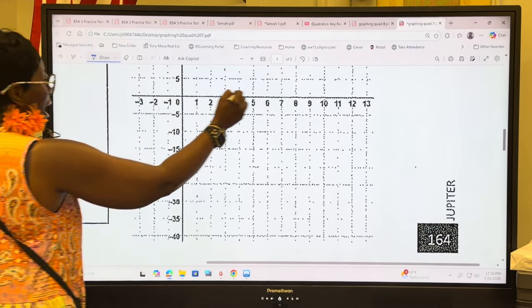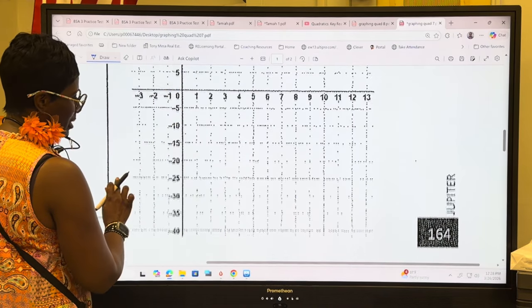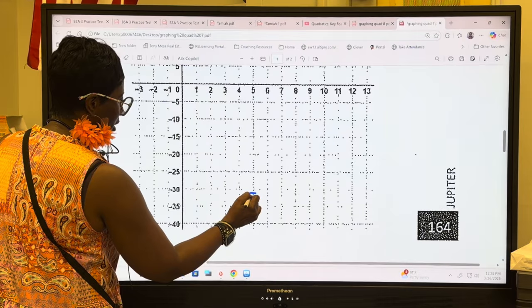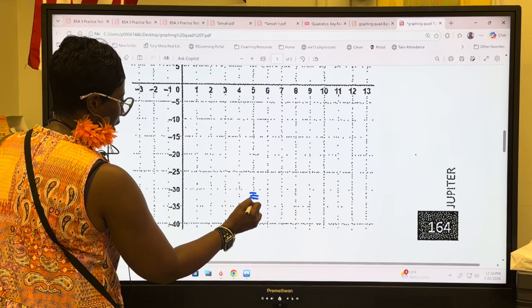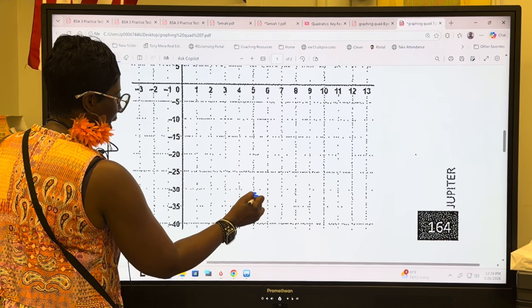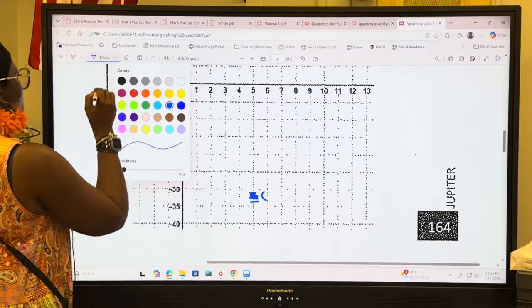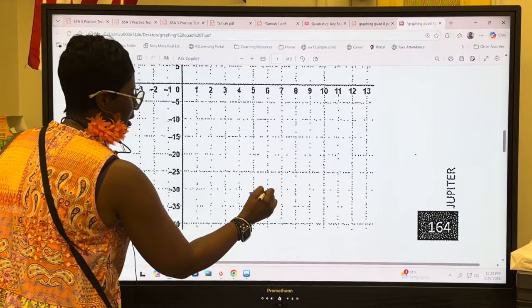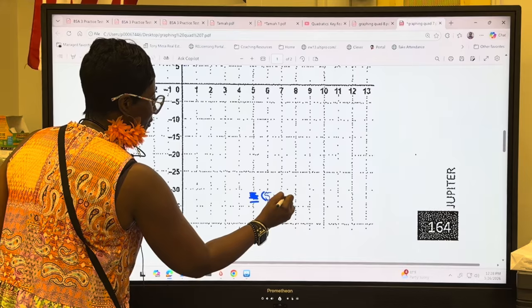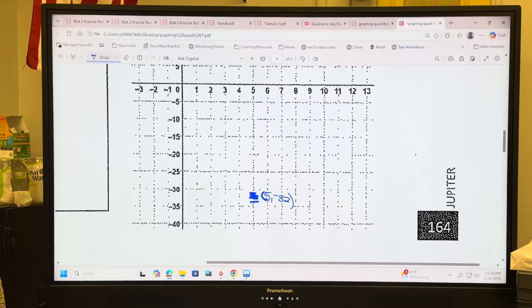So I'm going to go over to 5, and I'm going to go down to 32. I'm just going to make me some little marks here. Negative 31, negative 32, negative 33, negative 34. And I'm just going to put a little dot here on this negative 32. So I'm at 5, and I'm going to write it. 5, negative 32. Grab your calculators. We're going to do some work.